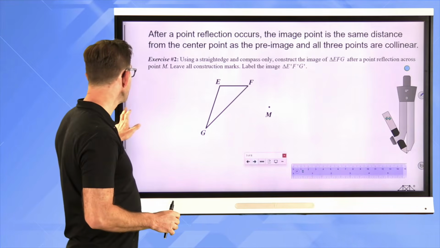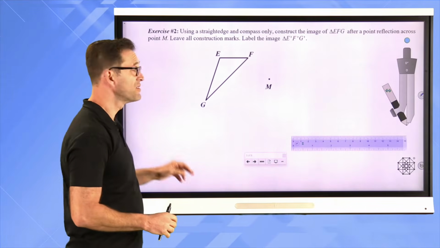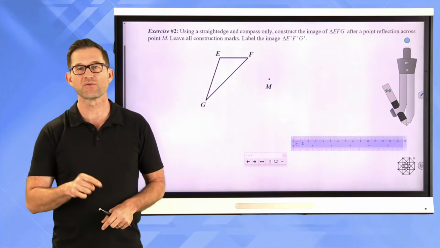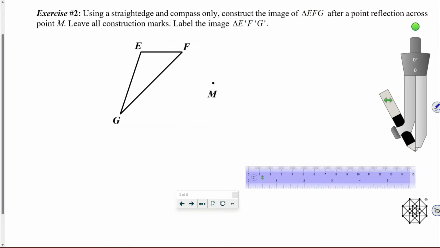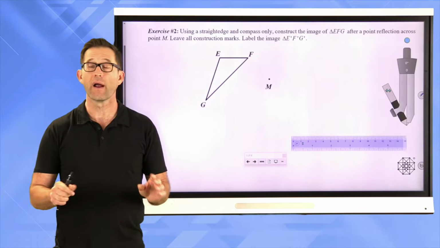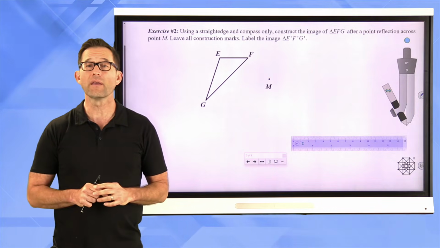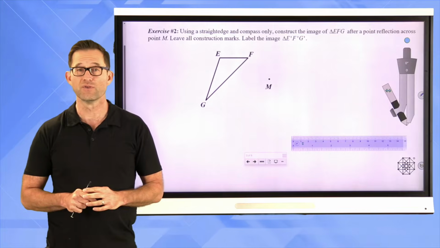Now, last time we did a point reflection of a segment. Now let's do a point reflection of an entire triangle. Exercise number 2. Using a straight edge and compass only, construct the image of triangle EFG after a point reflection across point M. Leave all construction marks. Label the image triangle E prime, F prime, G prime. All right, this diagram is definitely going to get a little busy looking. Let's do point E together and then have you do point F and point G on your own.